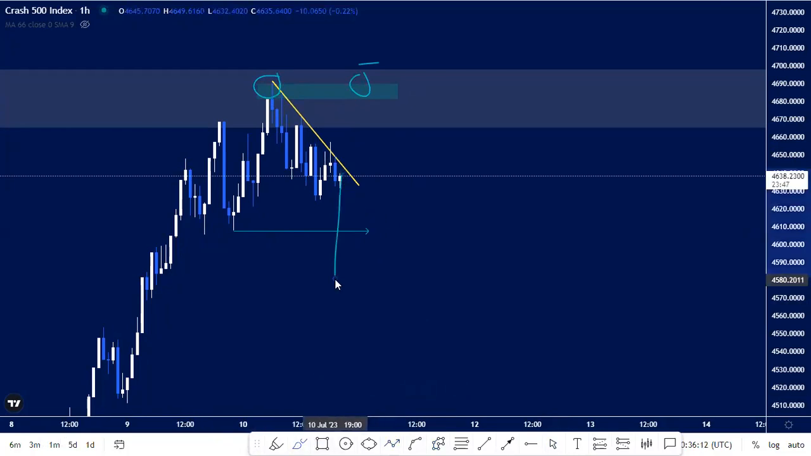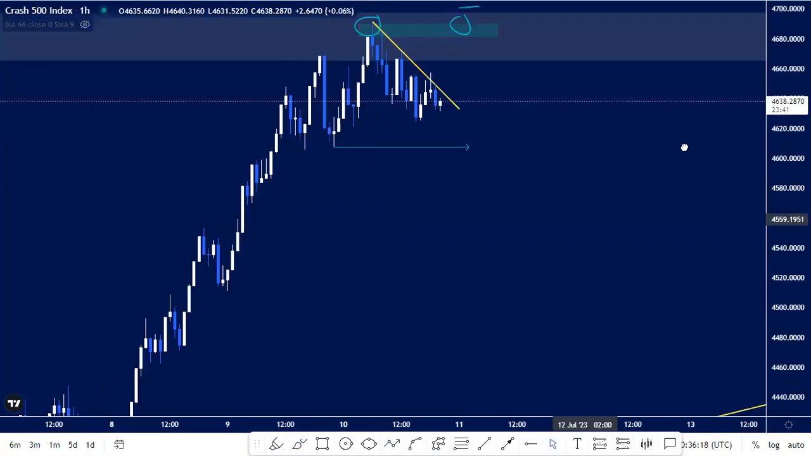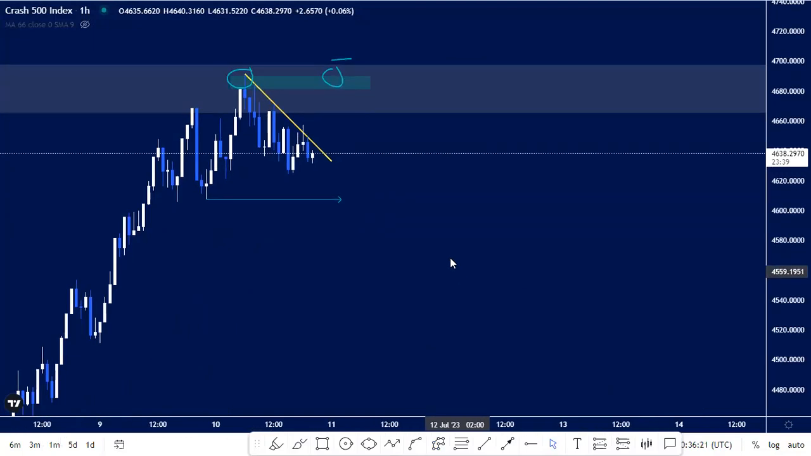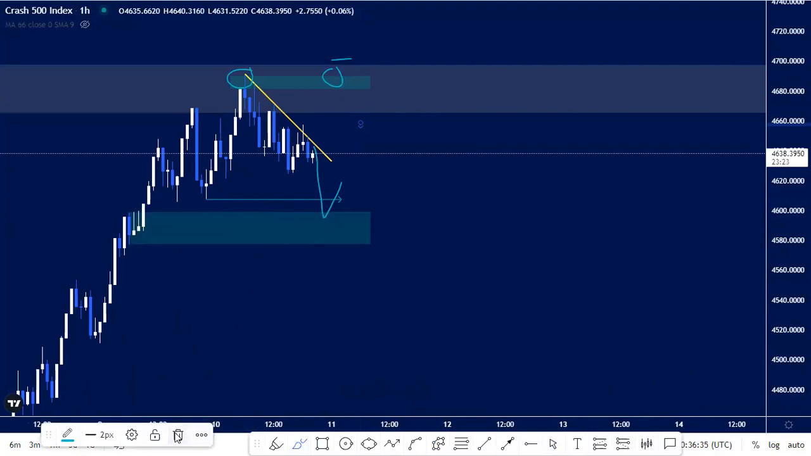Once this one is broken, that's the change of character. Change of character simply means if ever we're going up, it's not time to go down. So that's a zone that I'm expecting the market to tap to break this higher low. So once it's broken, change of character, maybe a pullback. Once you get a pullback, you can actually enter on the pullback as well. But that change of character must happen.